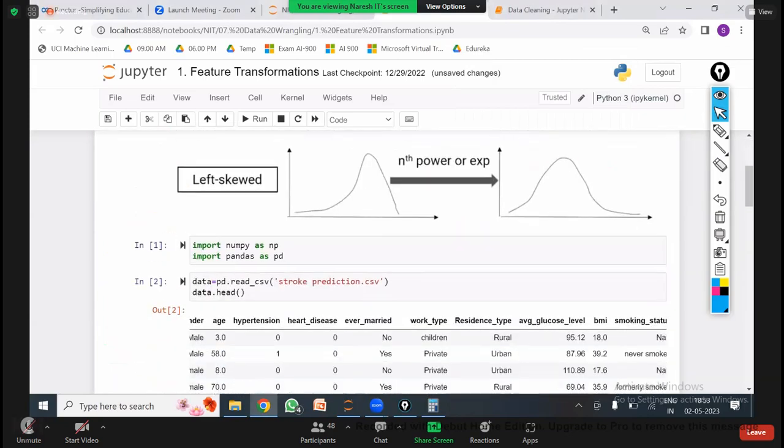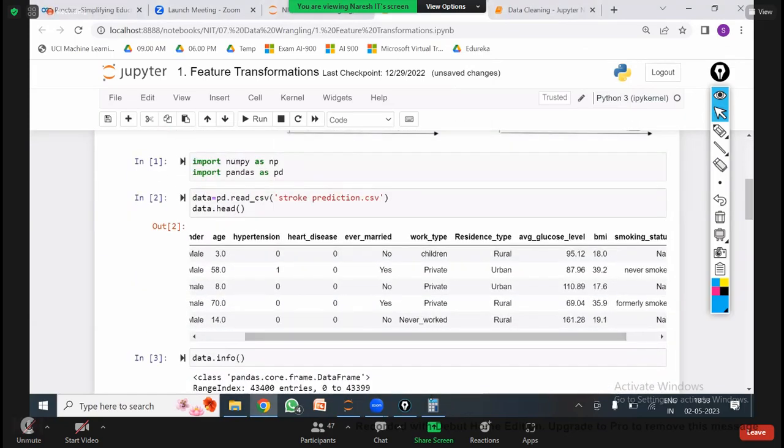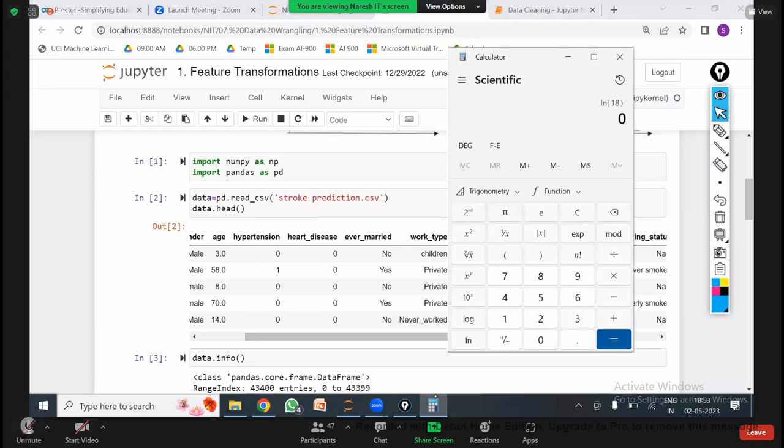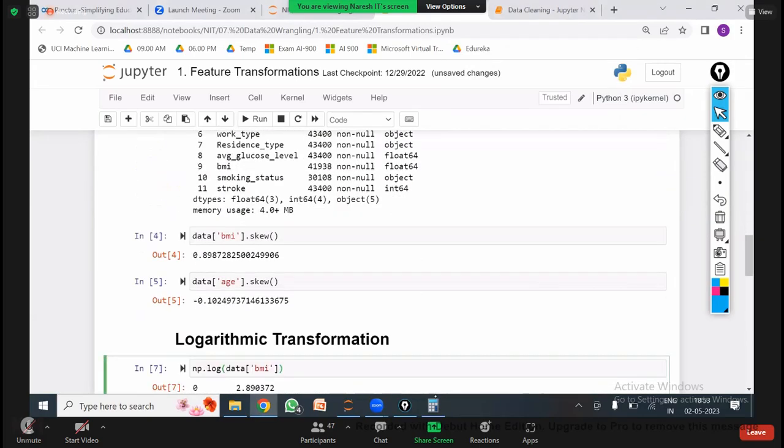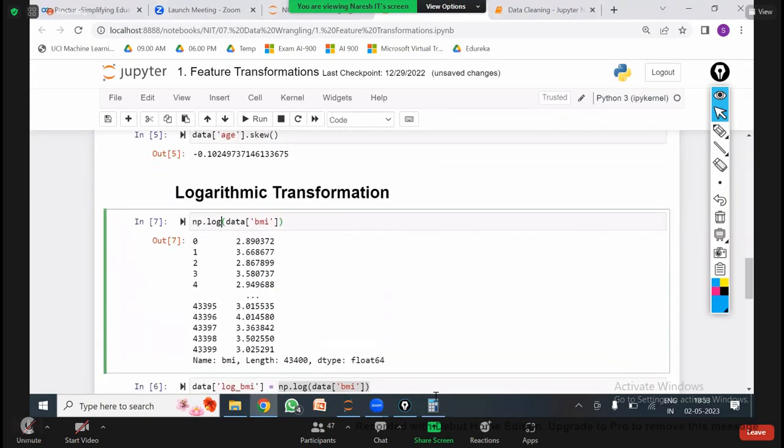Now here, what is the second value? 39.2. For that, log to base e. What is the answer? 3.66. So I'm going to get 3.66 as the second value. So for each and every value, it is going to convert to the log to base e. Your original values are 18, 36, 38.2, whatever the values are there. That is the original values. Now these are the modified, converted values.